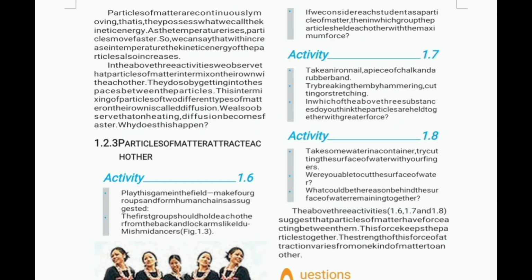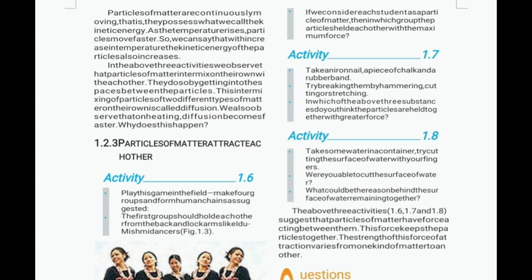Particles of matter are continuously moving, that is, they possess what we call kinetic energy. As the temperature rises, particles move faster. So, we can say that with increase in temperature the kinetic energy of the particles also increases.